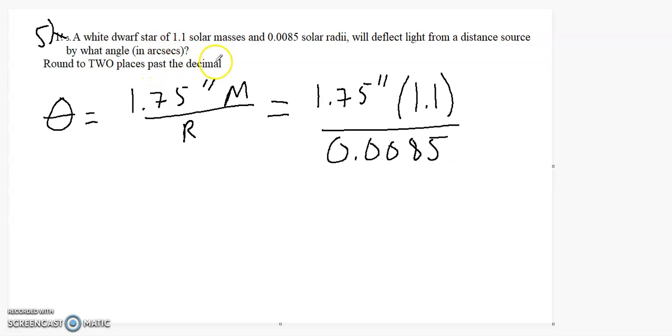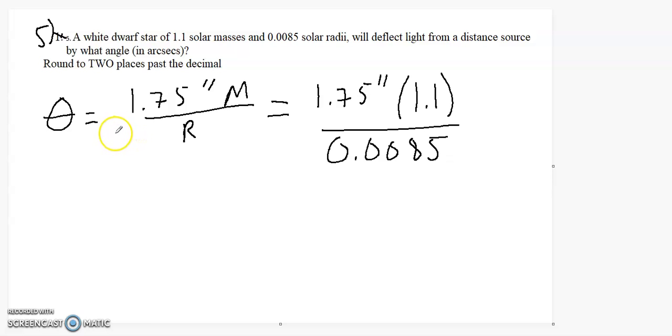It says to round to 2 places past the decimal. All right, so this equation right here comes from Einstein's theory of general relativity. General relativity is a very complicated mathematical formula, but this particular result is relatively simple, just like the Schwarzschild radius is a very simple calculation. Although, you remember, this is different.